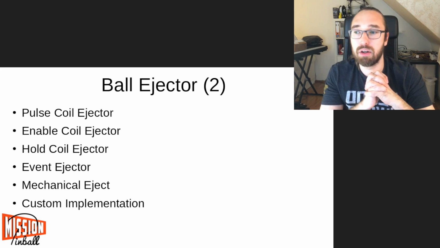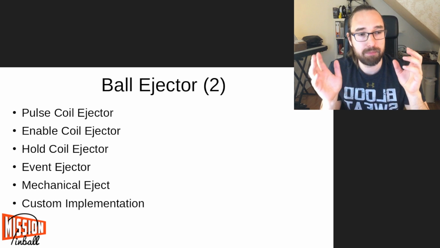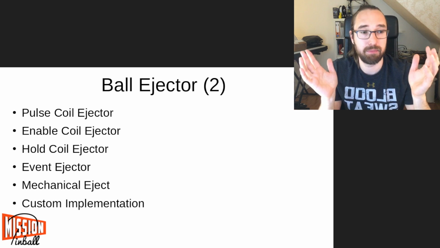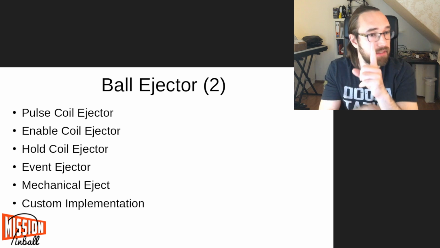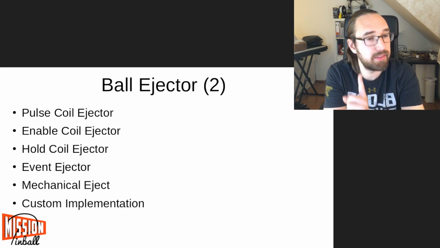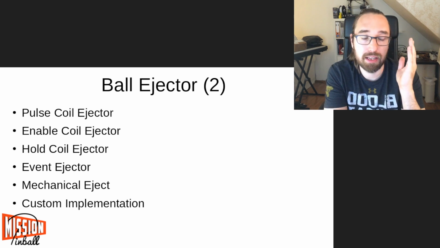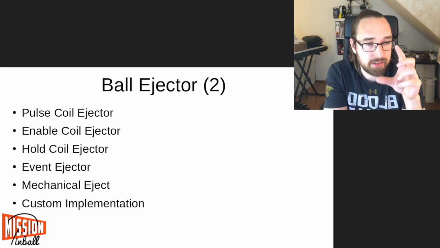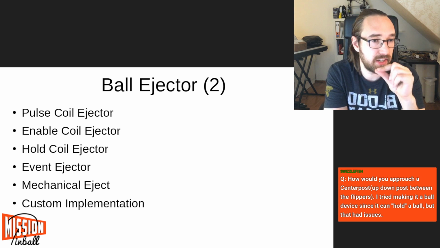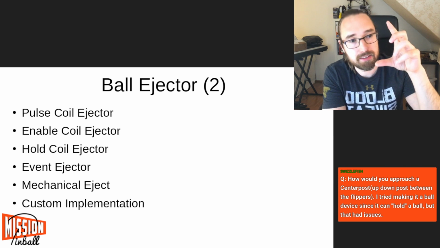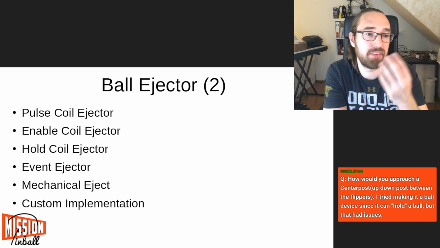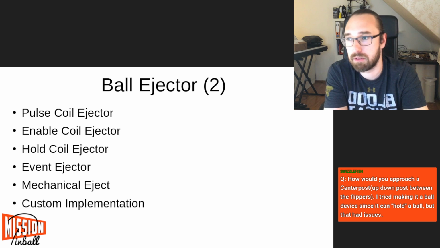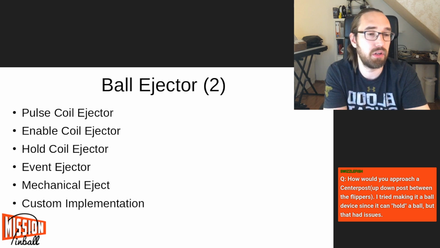Next one is the enable coil ejector. Sometimes you want to enable the coil for, I don't know, a second or something, because there are those typical posts which go down and then up again. Or if you have a drop target and you want it to go down and up, then it's longer than just a pulse, because it would be too much energy if you give it a long pulse. Instead, there's an initial pulse and then it enables for 1 second. That's the enable coil ejector. Very similar to the pulse ejector, but it activates the coil for a longer time.